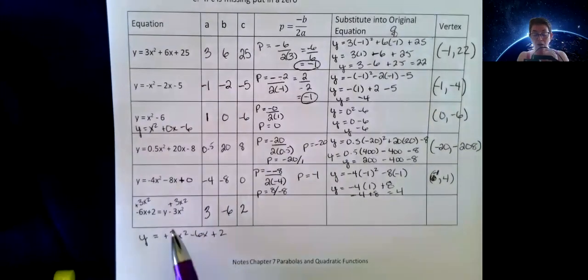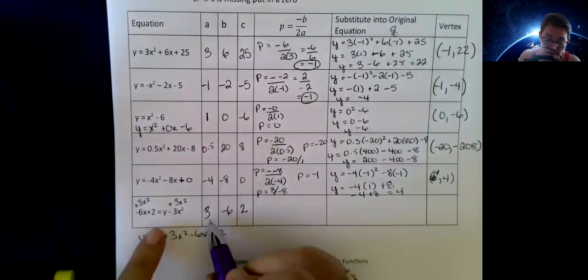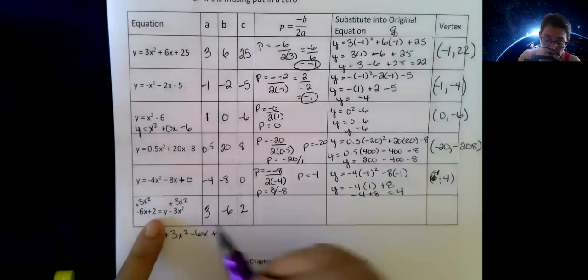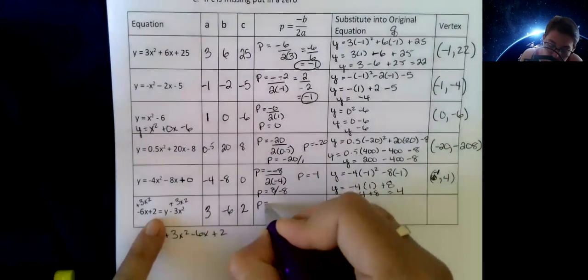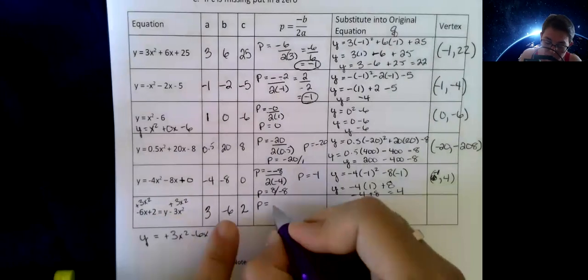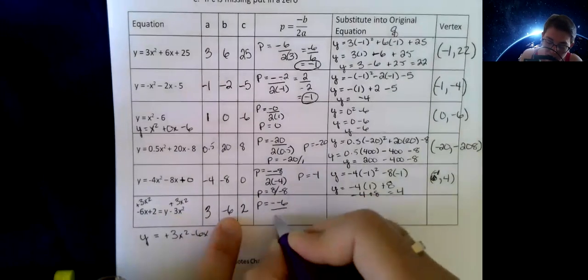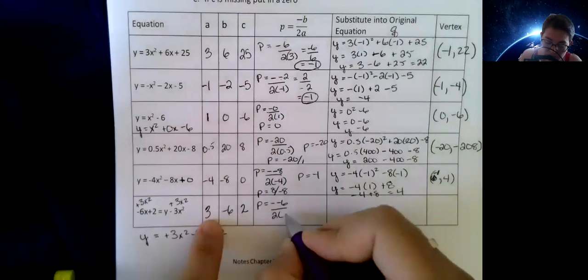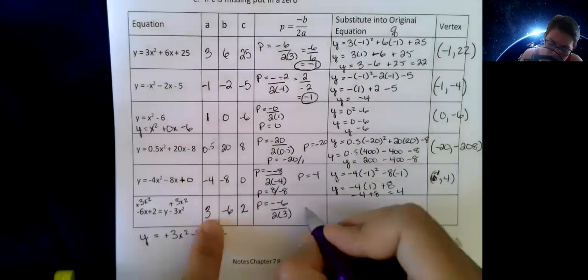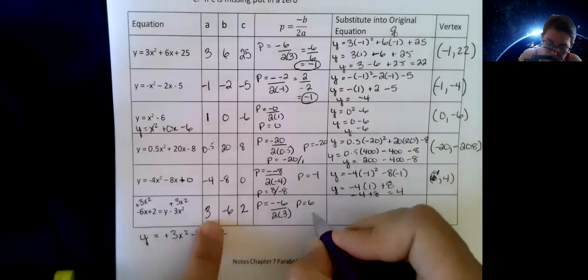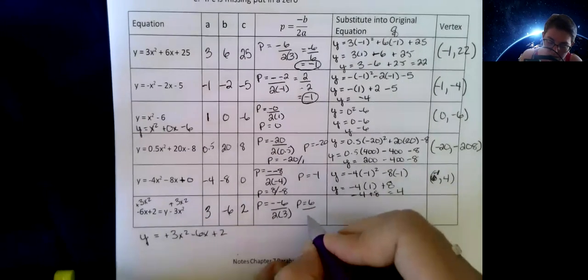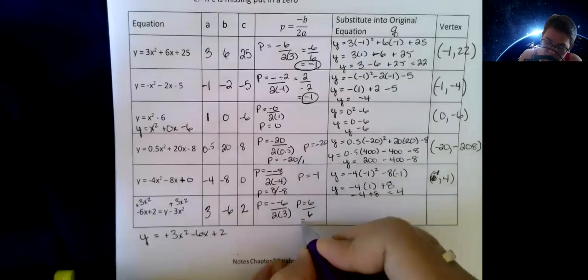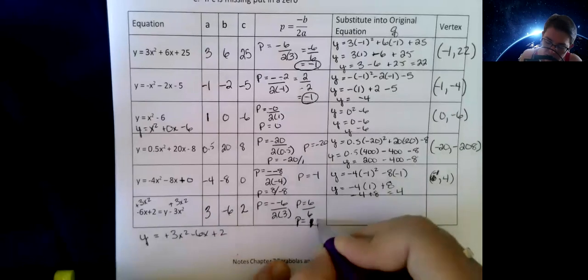So here's one where if you don't solve it for y equals, your equation is going to get messed up because the sign would have been wrong on the 3 here. Minus b, so minus minus 6 over 2 times 3. P equals 6 over 2 times 3, which is 6. Oops. P is equal to 1.